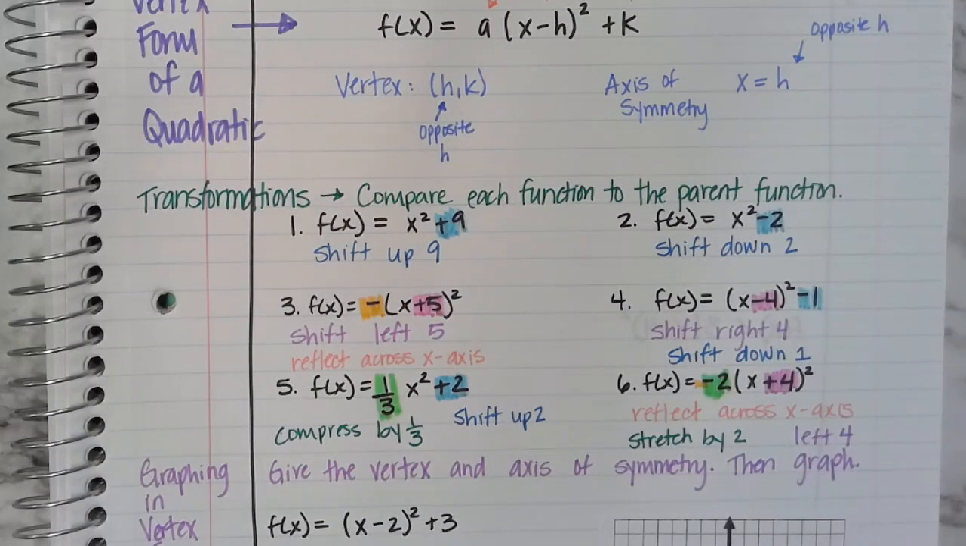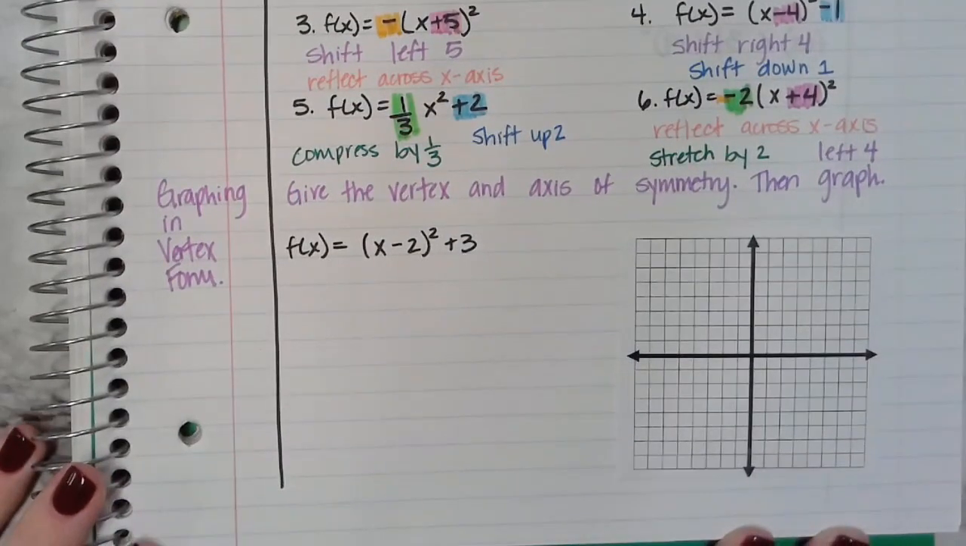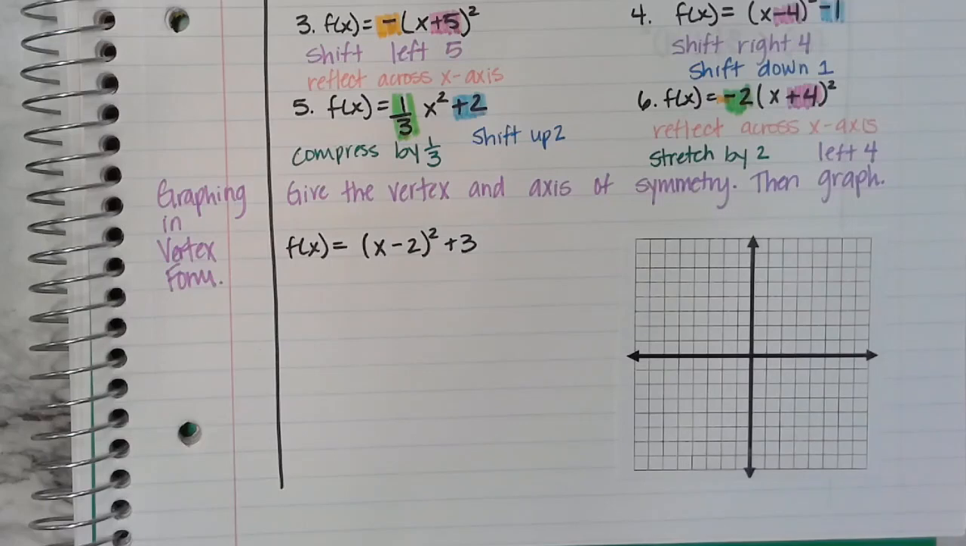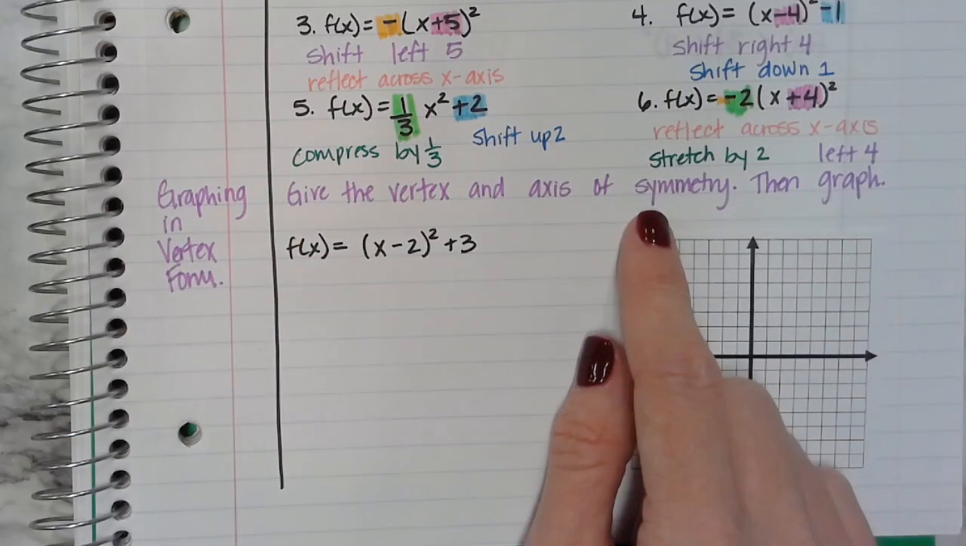All right. So, again, vertex form shows us the vertex. Just boom, we can look at vertex form and pick it out. So we're going to now practice graphing in vertex form. We're going to be given a quadratic in vertex form, and it wants us to give the vertex and axis of symmetry and then graph the function.